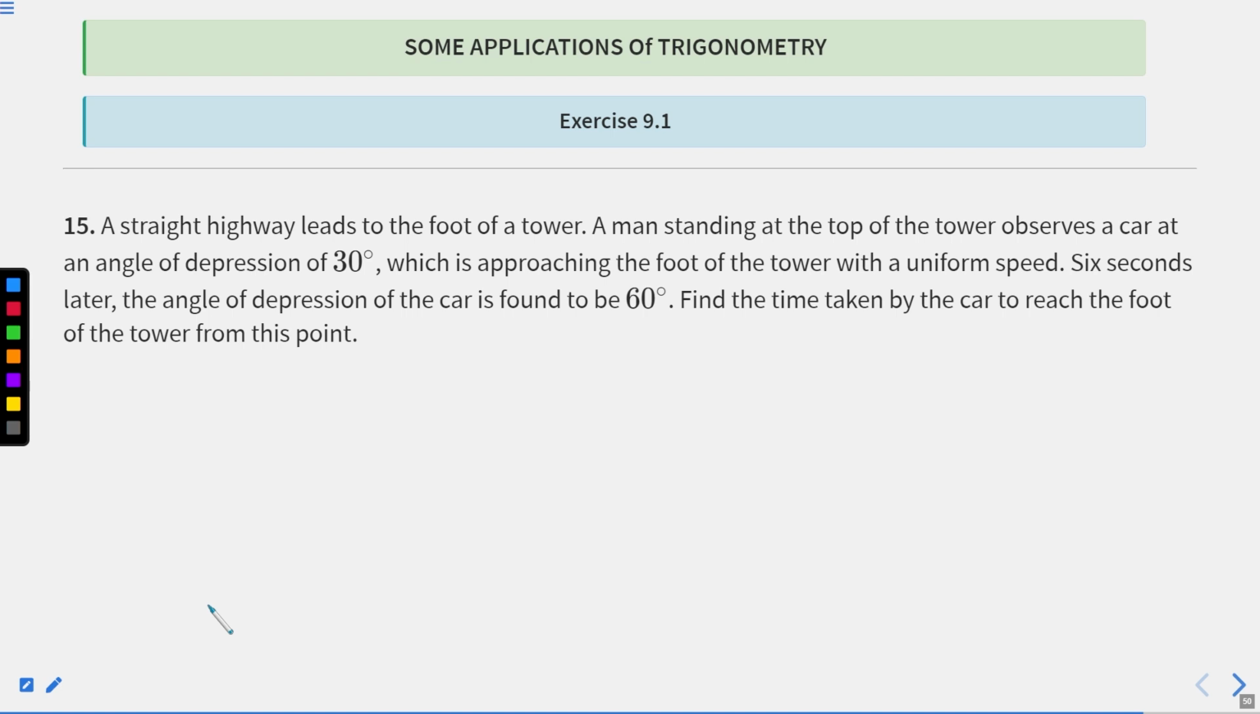So in the next exercise, we have a straight highway that leads to the foot of a tower, and a man standing at the top of the tower observes a car at an angle of depression of 30 degrees, which is approaching the foot of the tower with a uniform speed. Six seconds later the angle of depression of the car is found to be 60 degrees. Here we have to find the time taken by the car to reach the foot of the tower from this point. Okay, so let us see how to solve it.